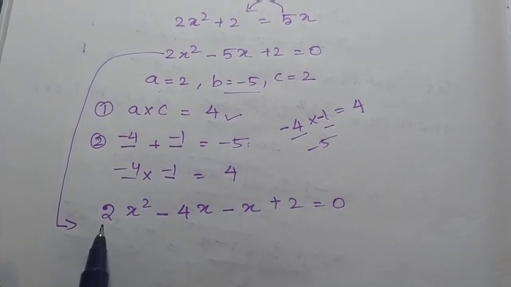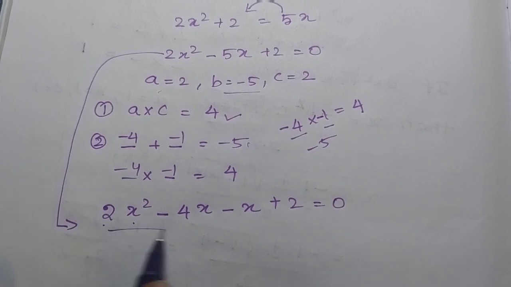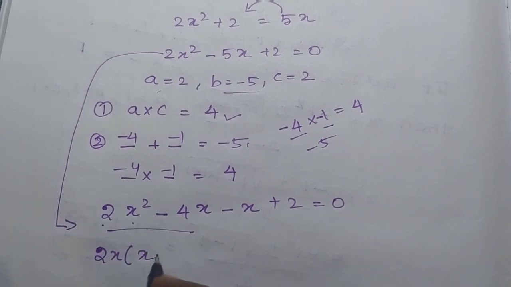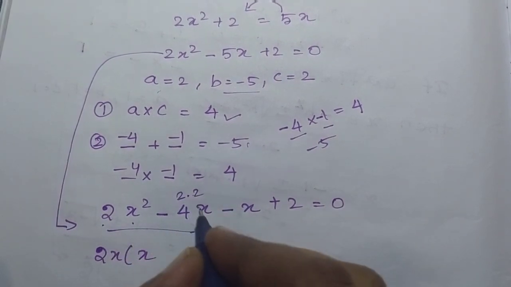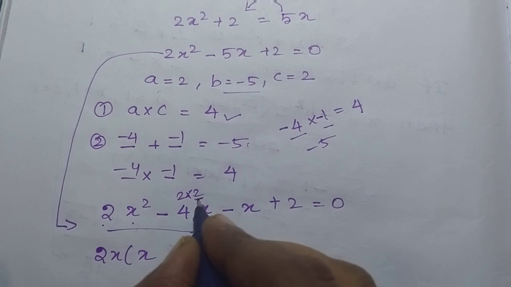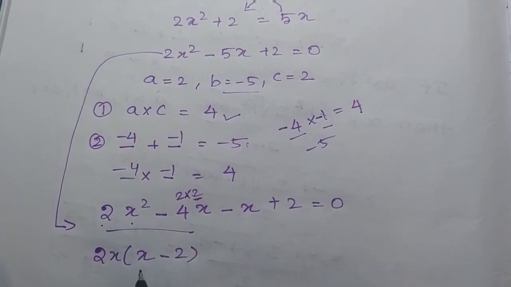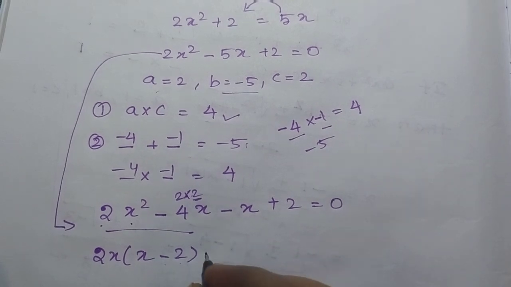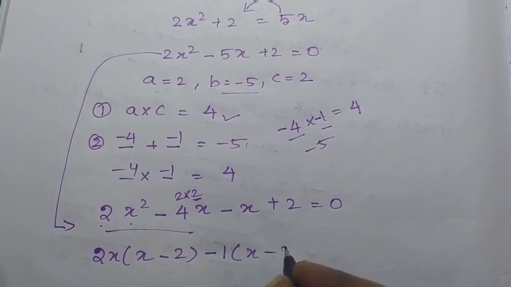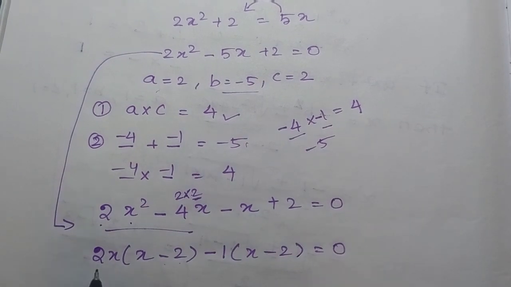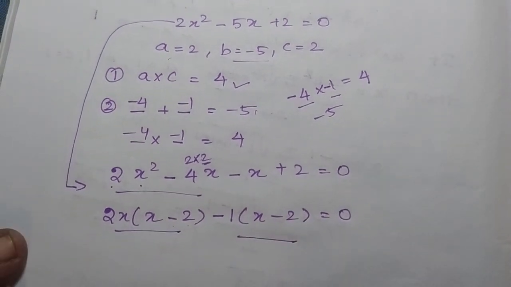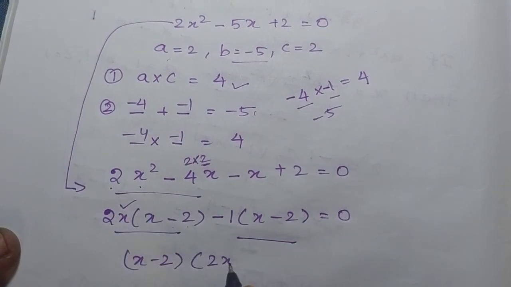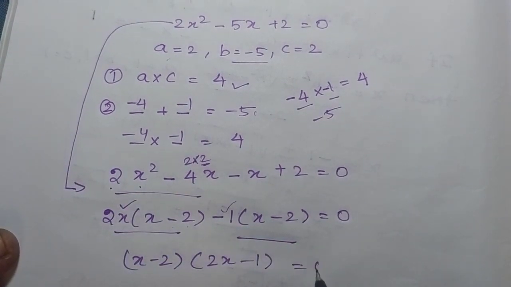Now, if you see here, 2x is common in these two terms. Therefore, I am going to take 2x. If I take 2x, the remaining is x minus 2. Then in the next two terms, in order to get x minus 2, I am going to take a minus 1 out. Therefore, it is minus 1 times x minus 2, equal to 0. If you see these two terms, x minus 2 is common. So, the leftover is 2x minus 1, and that is equal to 0.